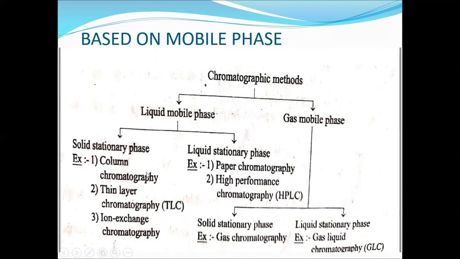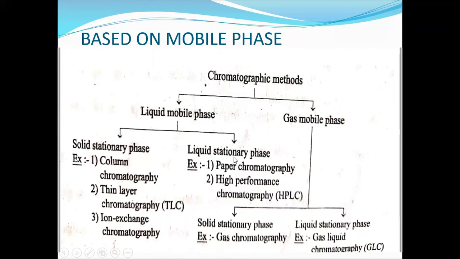In column chromatography, we'll discuss in detail. The column is packed with the solid stationary phase. And in thin layer chromatography, here you have plate preparations. There the solid stationary phase is used. And the third type for the solid stationary phase is ion exchange chromatography. The solid stationary phase is an ion exchange resin, and the mobile phase is liquid.